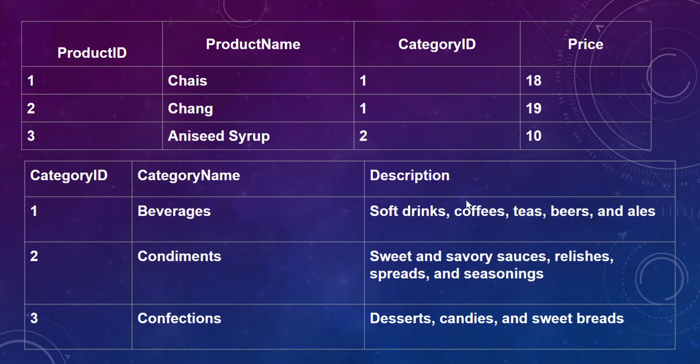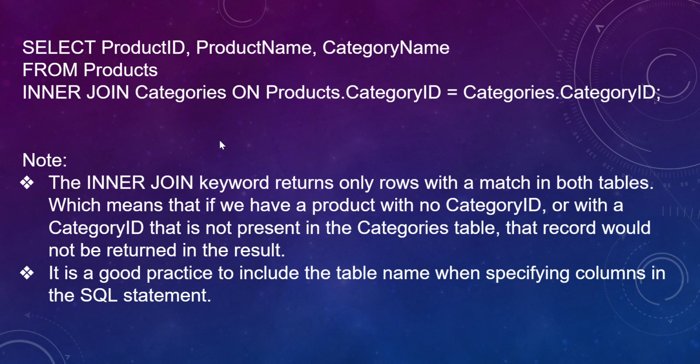Now we want to join both these tables, and to join two tables we need to find one common column between them. If you see clearly, there is one common column which is category ID. So we can join both these tables with the help of this common column, category ID. So how will we write this query? In the final output we want product ID, product name, and category name.